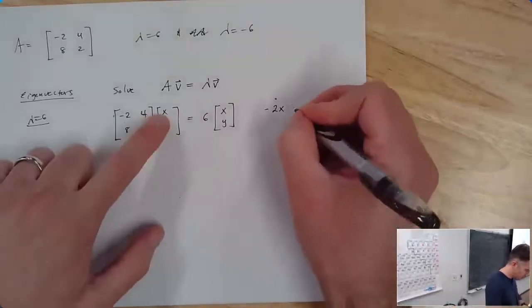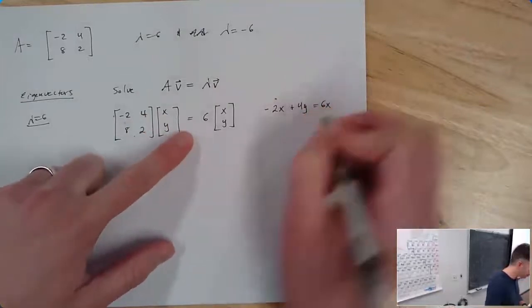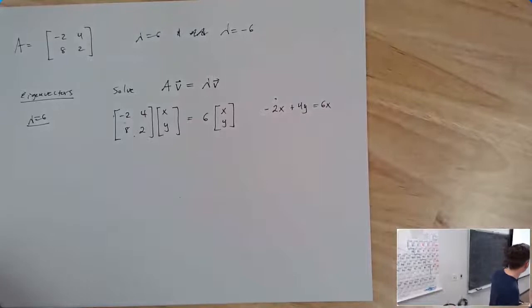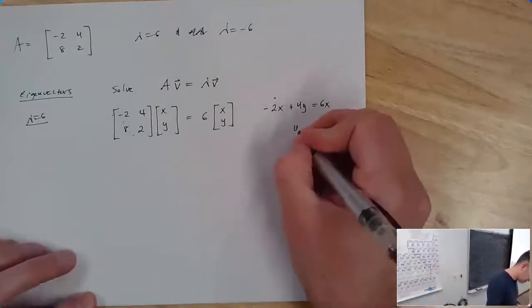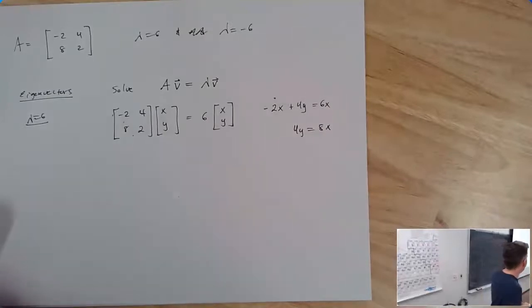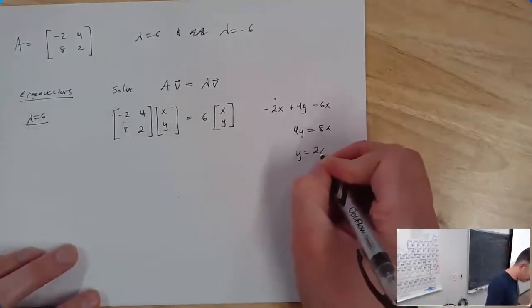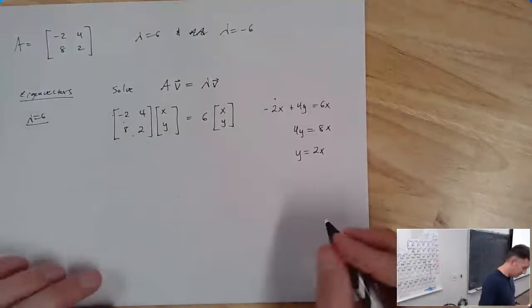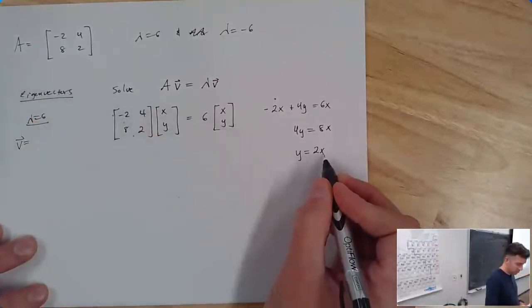So -2 times x plus 4 times y equals 6 times x. And then typically we don't even really isolate y. We typically just get something times y equals something times x. So adding 2x to both sides, I get 4y equals 8x. I might divide both sides by whatever greatest common factor they have, so I have the smallest possible integers. So dividing both sides by 4, I get y equal to 2x. And from there, our eigenvector is, well, if x is 1, y is 2.